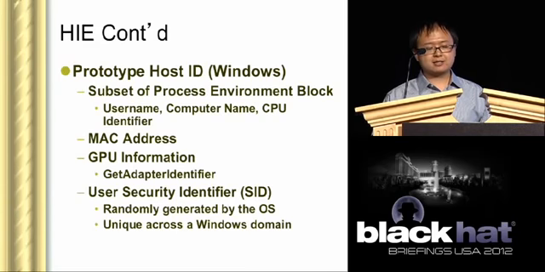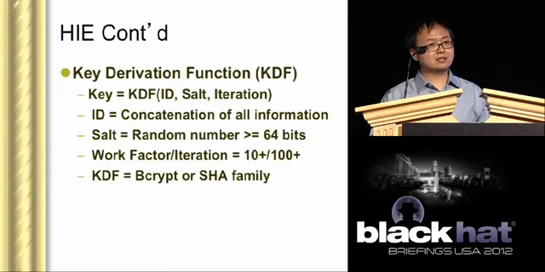And the last is the iteration number or work factor. This is used to control how fast you can derive a key. And by using this, we can really control how fast this HIE's protection can be cracked. For the KDF, we suggest using bcrypt with a work factor of at least 10, or the SHA hash family with at least 100 iterations.